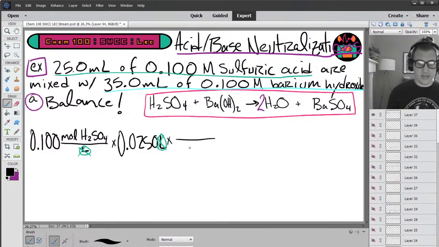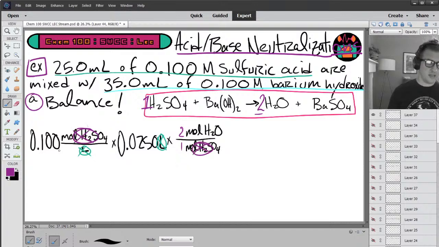Next, we need to convert from moles of sulfuric acid to moles of water. And this is a 1:2 ratio. Moles of sulfuric acid cancel.